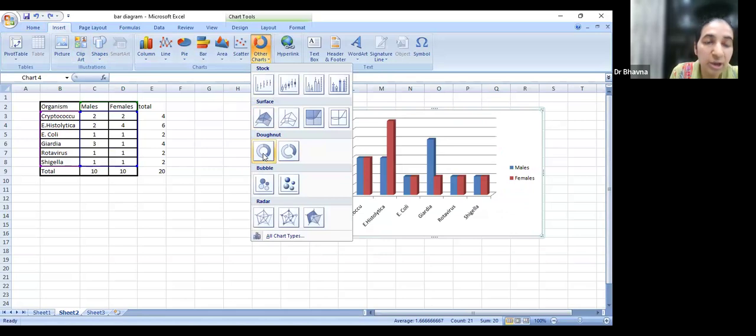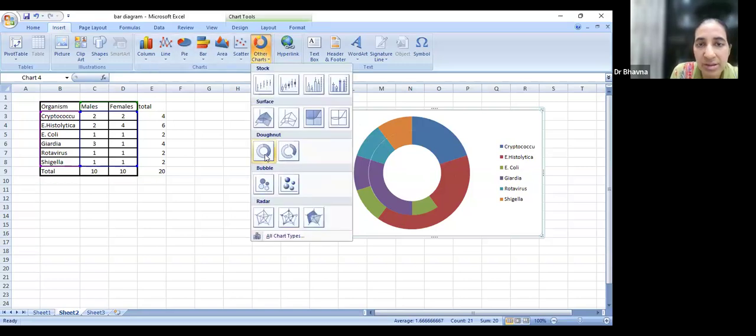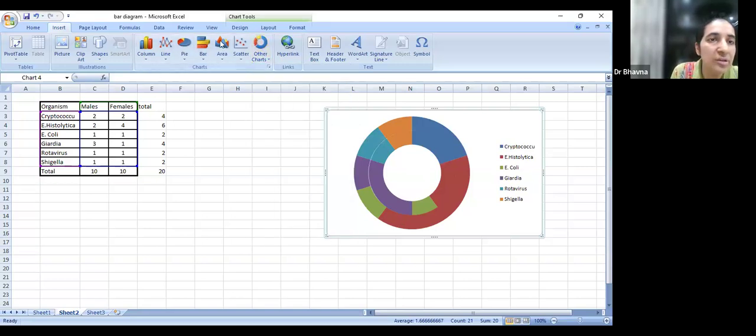Since you know the theory of a donut diagram, now you know that a pie chart cannot compare two subcategories, but a donut diagram can do it, okay? So we click on donut diagram here. See, you have this donut diagram. It gives you all data for males, all data for females, and it is very simple that you can always write the percentages.